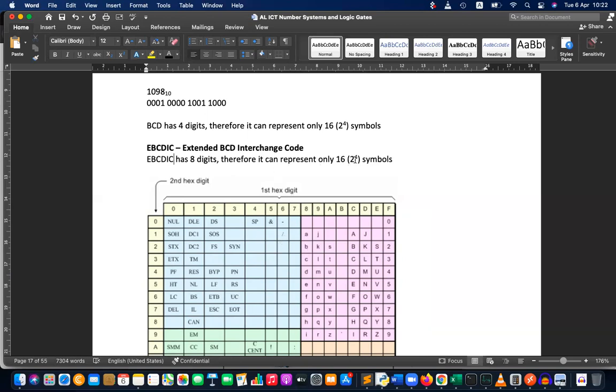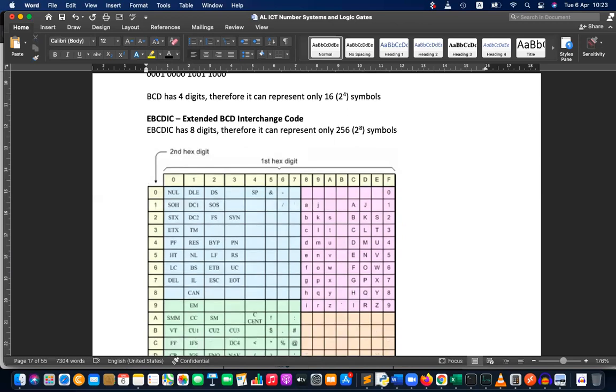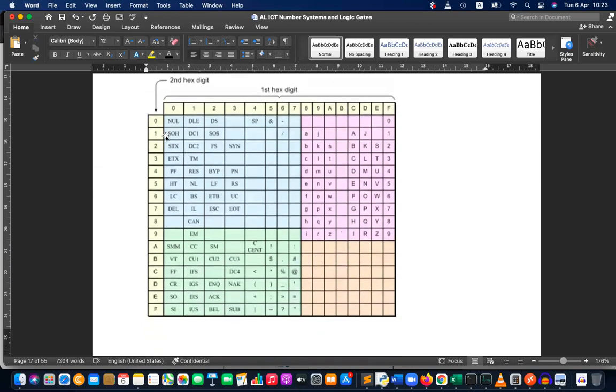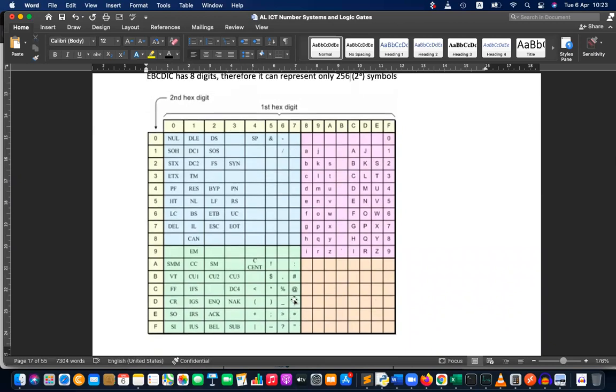Therefore, it can represent 2 to the power 8. What does 2 to the power 8 mean? 2 into 2 into 2 into 2 into 2 into 2 into 2 into 2. What is that value? 256. So here this is how it works: this side 16, this side 16, 16 into 16 is 256.